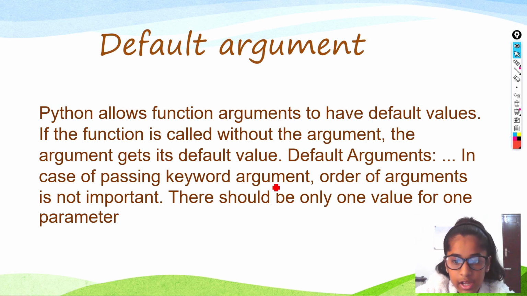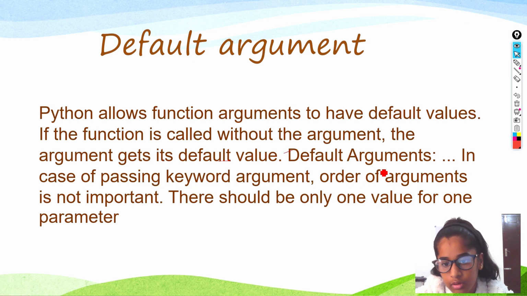There should be only one value for the parameter. So default function arguments have default values. If the function is called without the argument, it gets its default value. Default arguments in case of passing keyword arguments: the order of arguments is not important here.